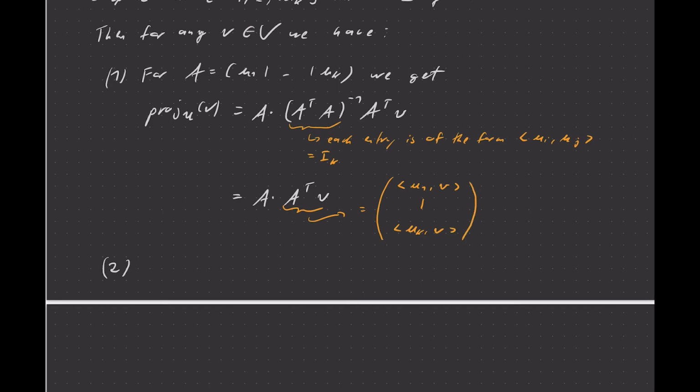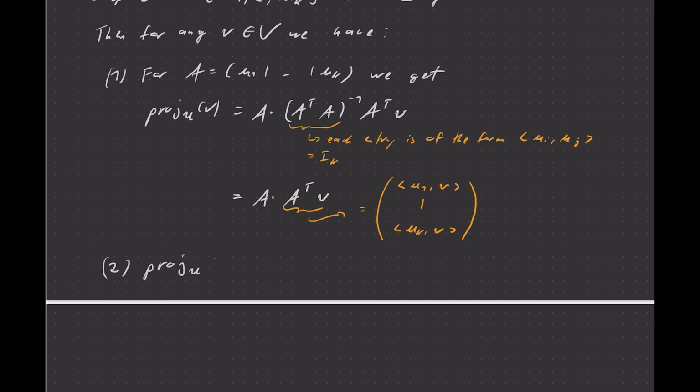And what happens then is this vector is multiplied with A. Now the columns of A are the u's again. So the first entry is multiplied by u1, the second is multiplied by u2, and so on, and the last is multiplied by uk. So what you really get here is a sum of these scalar products times the respective basis vectors. And that's the formula that we write in part 2 here. That's also a way to express a projection.